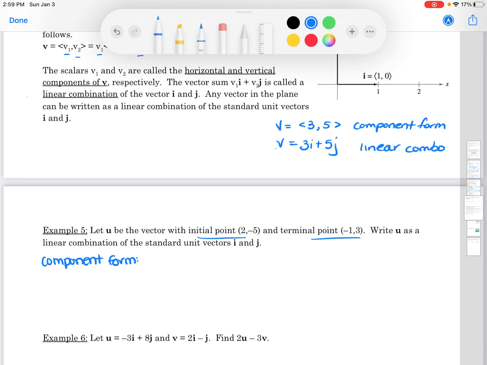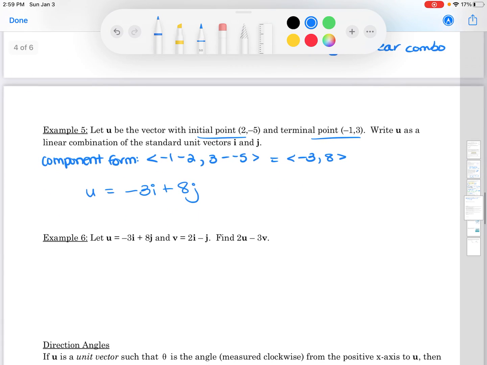So remember, we're going to do terminal minus initial. So we're going to have negative 1 minus 2, comma, 3 minus negative 5, and that's going to give us negative 3, 8. Okay, so that's our component form. So if we want to write this as a linear combination, what we're going to do is write this as negative 3i plus 8j. Now, if 8 was negative, we would put a minus sign there. All right.